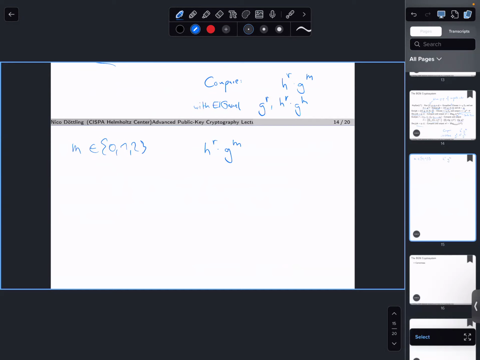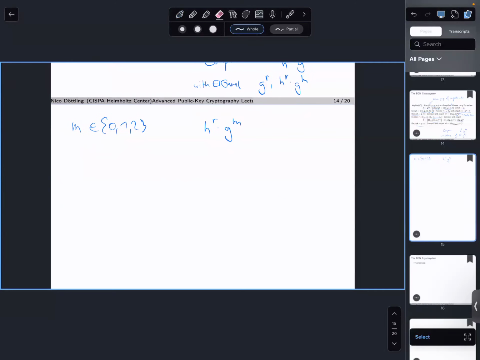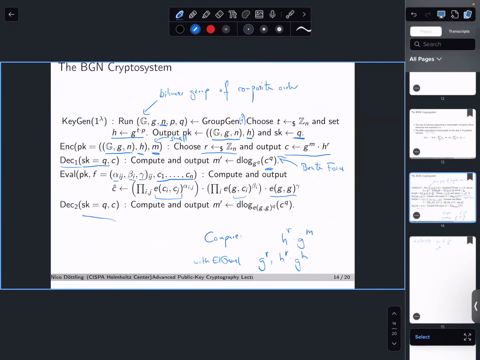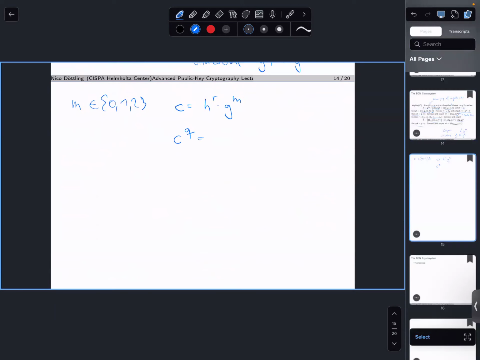Okay, now I'm already going a bit into the correctness proof here, right? What happens if I take this ciphertext C and compute C to the Q, right? That's what decryption does, it computes C to the Q. Well, this is nothing but h to the Q to the r times g to the Q to the m. I've basically flipped the order of exponentiations, but that's fine, right? We've all learned in high school math that this is possible.